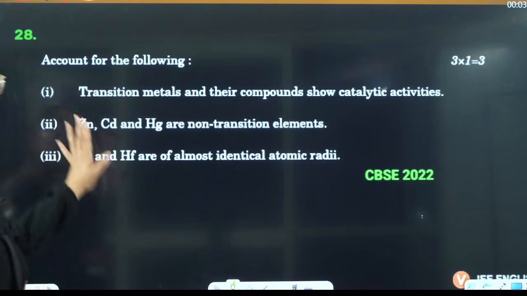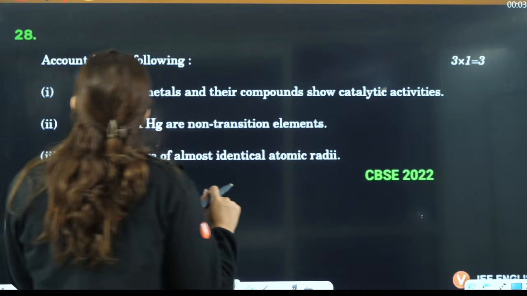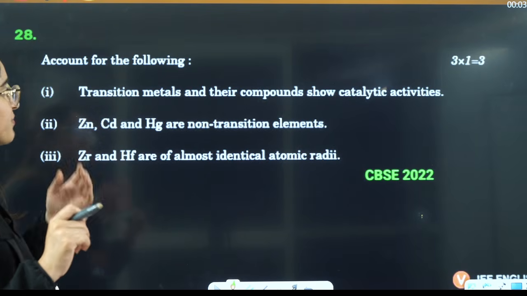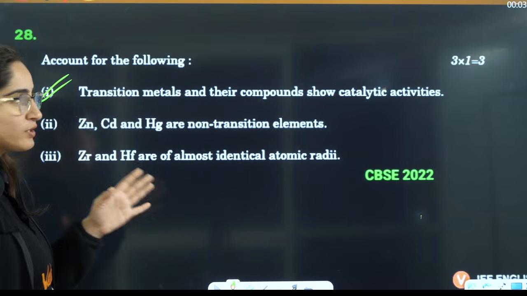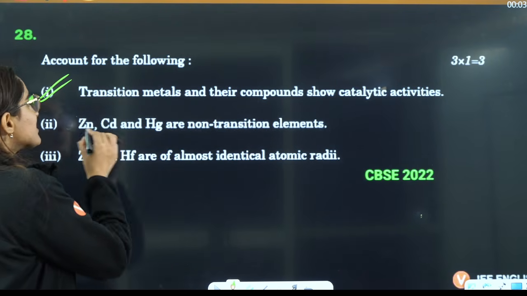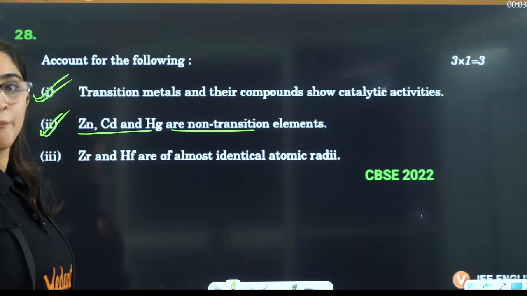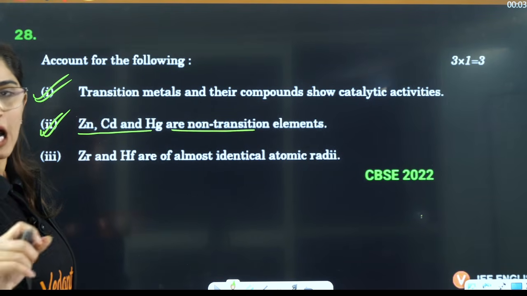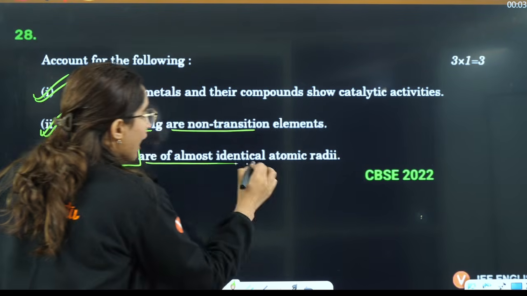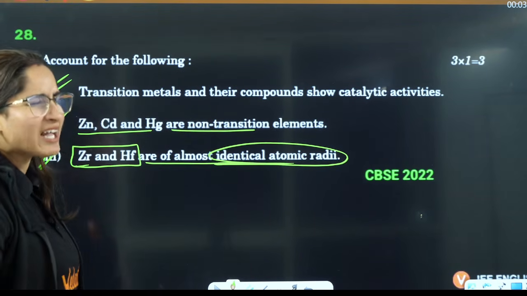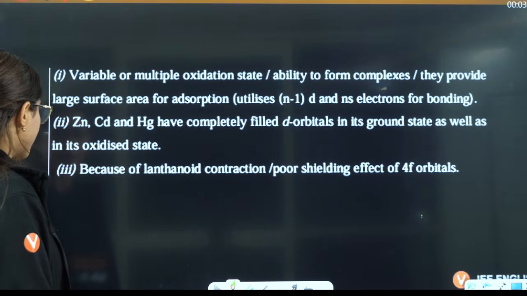Account for the following. 2-3 more questions, guys. Let's do it fast. Account for the following: the transition metals and their compounds show catalytic activity. Again, I don't know how many times they are going crazy on that. 2022 also same. Zinc, cadmium, mercury are non-transition elements. Why? Because they have completely filled d orbitals in the ground and in the excited state. Zirconium and hafnium have identical atomic radii. Why? Because of lanthanoid contraction, repeated.